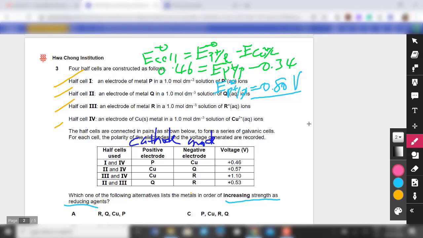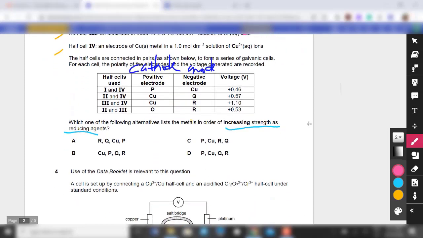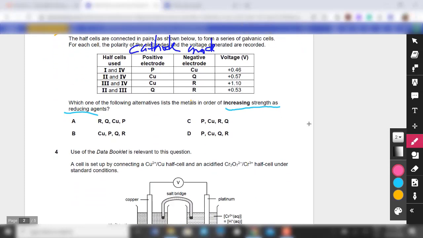So now you know that P plus P is 0.80 volts. Copper to copper is 0.34 plus 0.34. Okay, so if I were to ask you to make a comparison between copper and P, which is a more reducing metal, I think you can easily give me the answer that copper is the more reducing metal. Okay, I hope that makes a bit of sense to you. So the easiest way to do this question is actually to draw a number line.